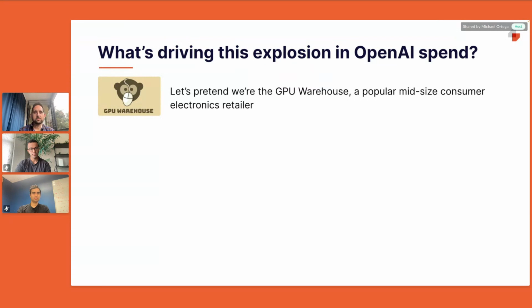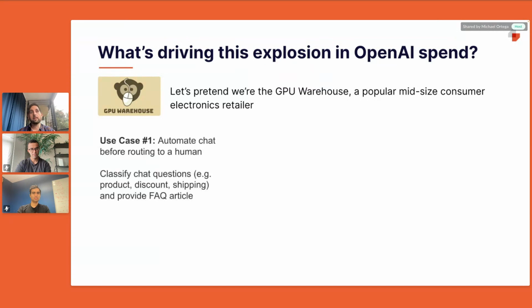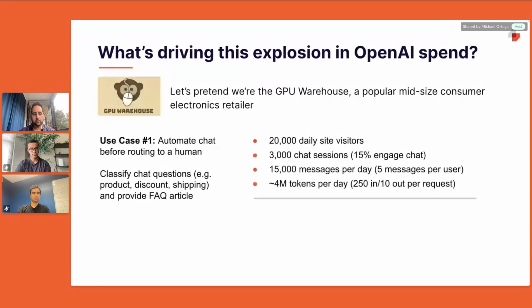So for this exercise, we're going to use this made-up company called GPU Warehouse. They're an online retailer, mid-size, pretty popular. They sell GPUs and other cool tech that we all love. In this company, they want to reduce their customer support costs. So they're looking to automate chat on their website. Now, they're not looking to build the most sophisticated chatbot, just a very simple task. When someone writes a chat request or query on their website, they want to just classify that.